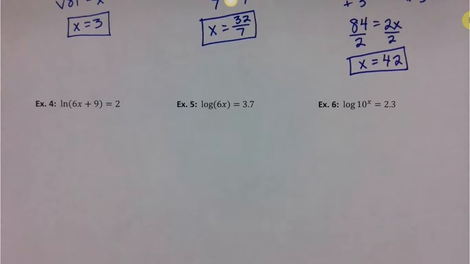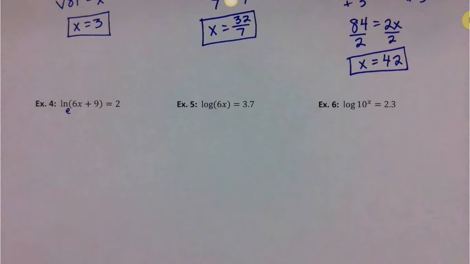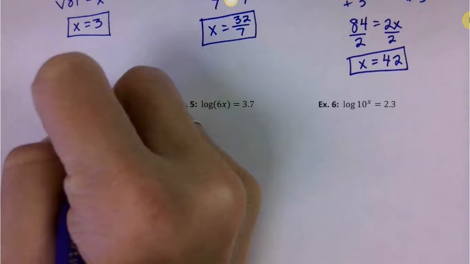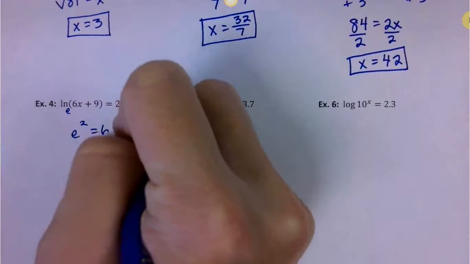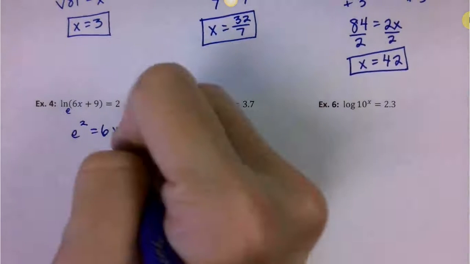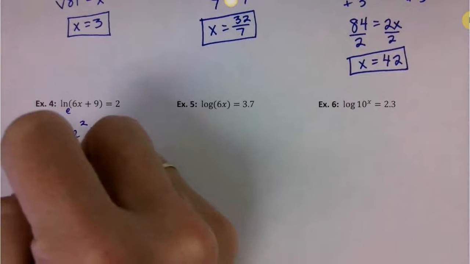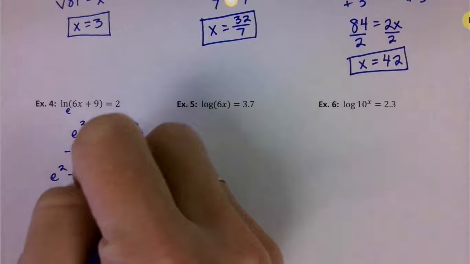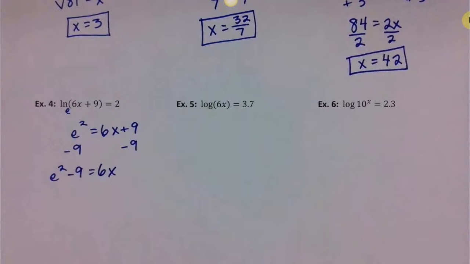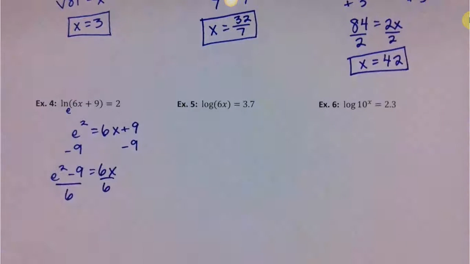Natural log of 6x plus 9 equals 2. So remember, natural log is understood to be base e. So to rewrite this as an exponential equation, it would look like e squared is equal to 6x plus 9. And then to get the x by itself, we want to subtract 9 from both sides. So we have e squared minus 9 is equal to 6x. And then to get the x by itself, we need to divide both sides by 6.